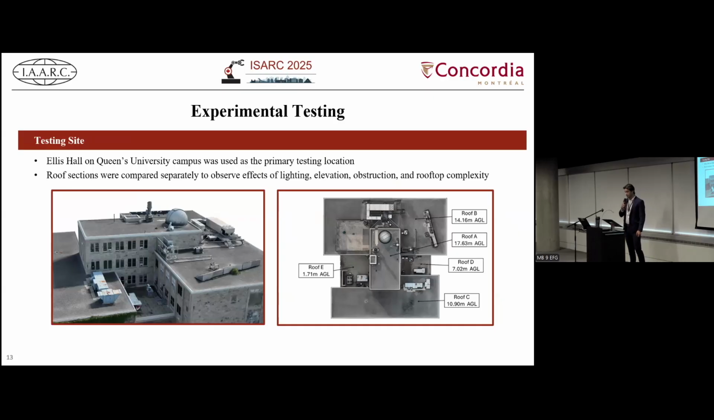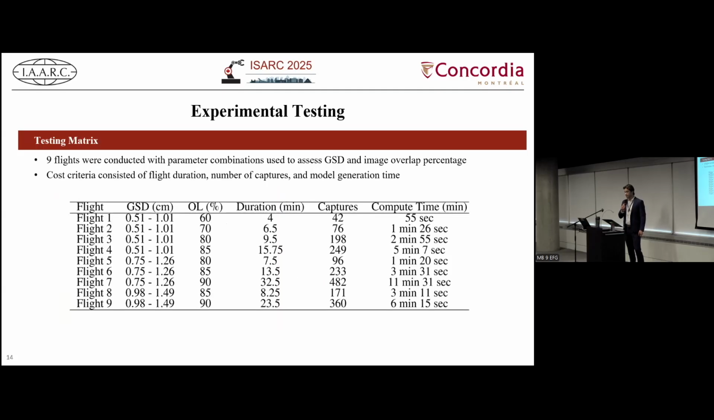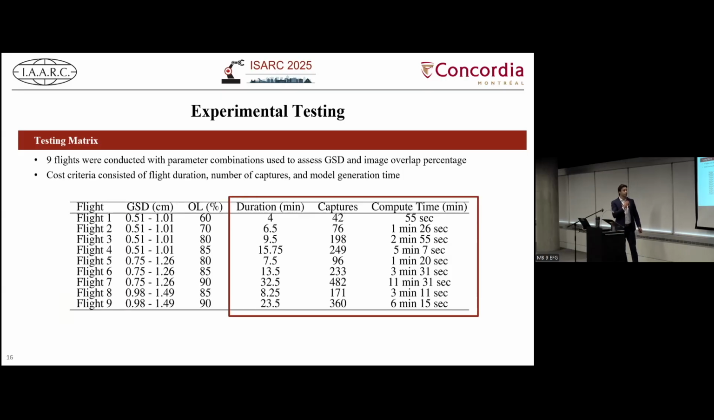And here's our experimental setup. Our main site was one building on Queen's campus here, and we divided the roof into 5 sections. This is so that we could identify how lighting, elevation, obstruction, and rooftop items were able to influence the reconstruction quality. And here we came up with a matrix of 9 flights where we were able to vary our ground sampling distance and our overlap, and then identified our 3 cost criteria to measure the efficiency of the flight.